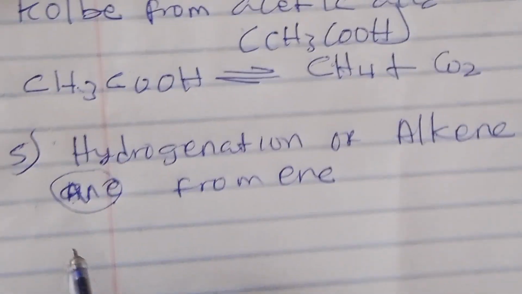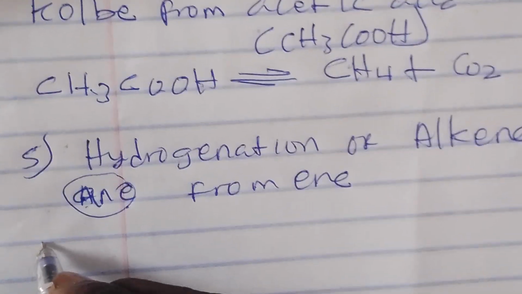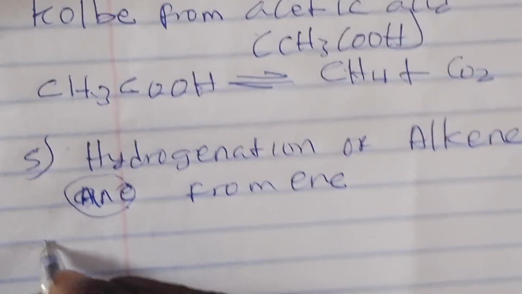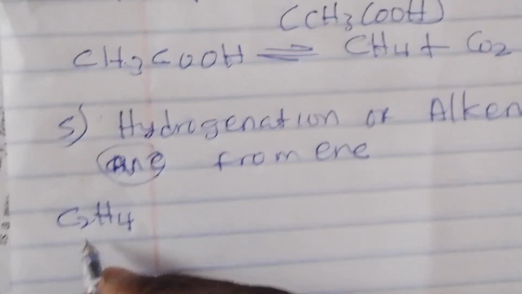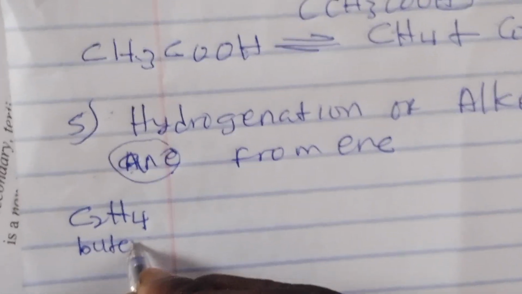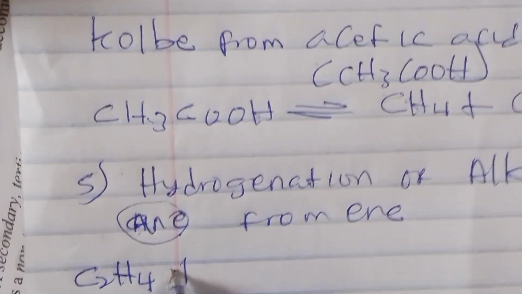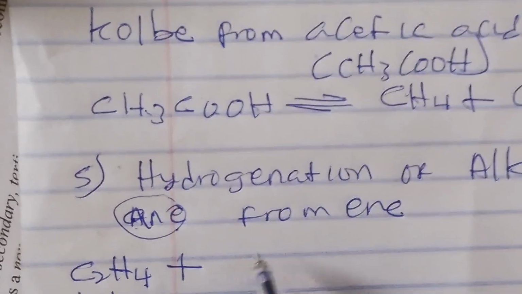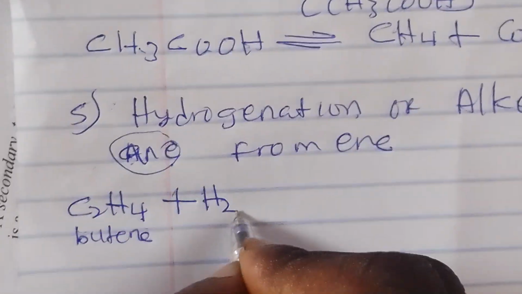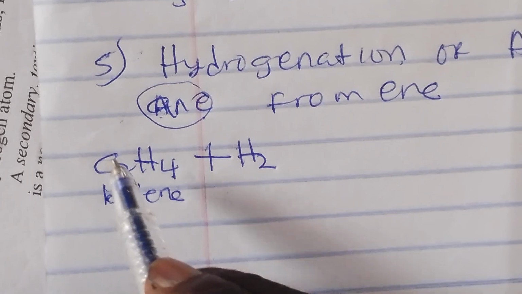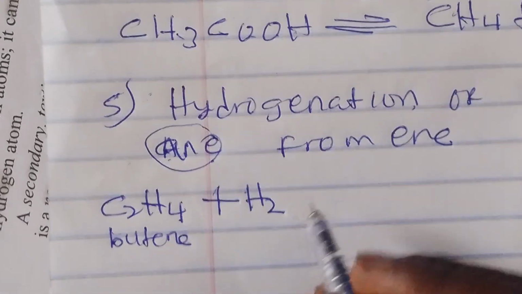Let me give you an example of an alkene. Let us say we have C4H8, which is butene, plus another one. Hydrogenation means addition of hydrogen, plus H2. Are you getting it like that? So if you add C4H8 plus H2, what will it give us?